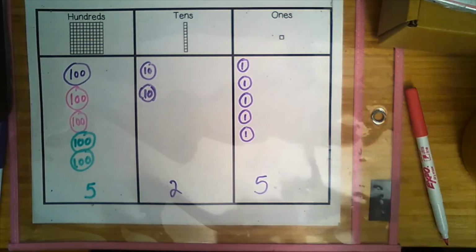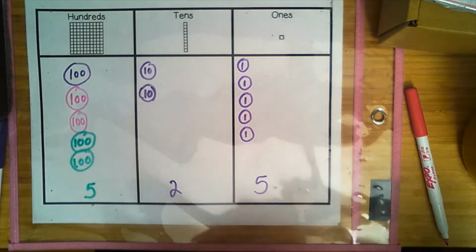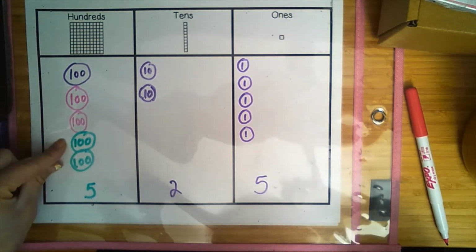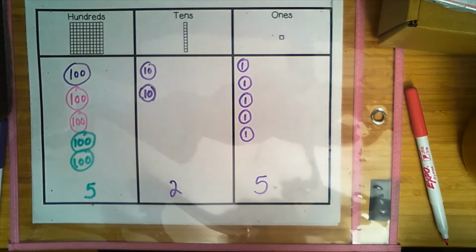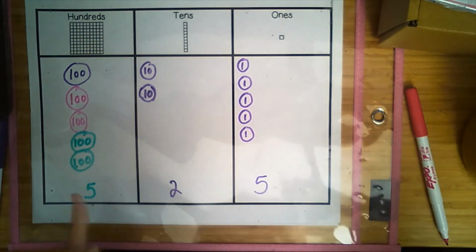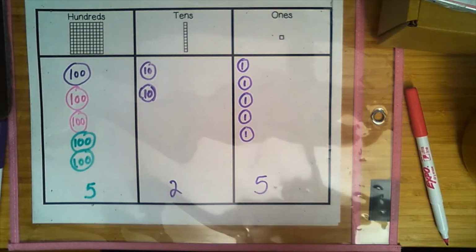Now, what is 325 plus 200? Great, 525. Say it in unit form: 5 hundreds, 2 tens, and 5 ones.